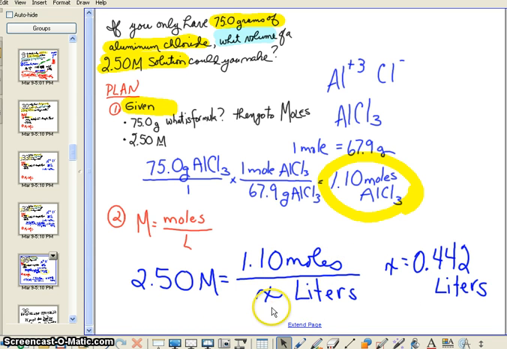Okay, now remember, if X is in the denominator, what do you do? Get it out of there. Solve for X. Your answer should be 0.442 liters. That's 442 milliliters. Not a large volume.